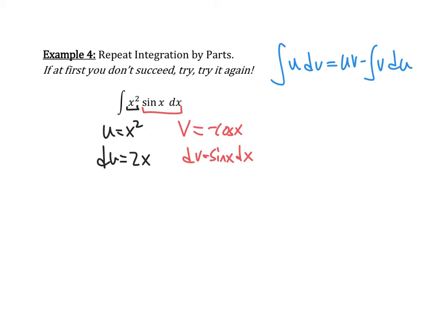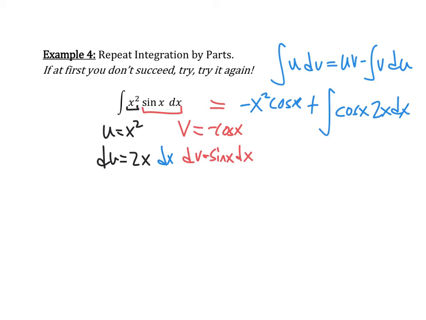All right, which leaves us with uv: x squared times cosine x, and there's a negative in there, minus the integral of v, which is negative cosine x. I'm going to take that negative and put it out here as a positive. V, that is v du. So du would be 2x. Forgot a dx there. So 2x dx.